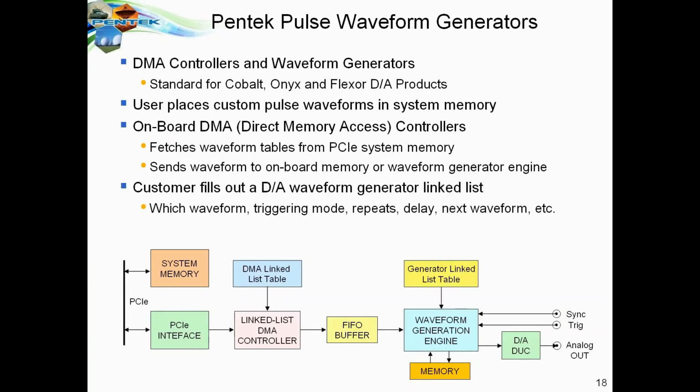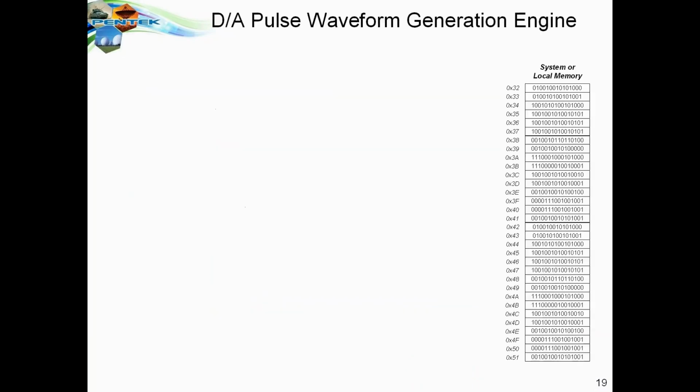Then what the customer does is fill out a waveform generator linked list. This is a list that's accessible from system memory, where the customer can specify which waveform he wants, the triggering modes, the number of repeat cycles, delay information, and so forth. This gives you a very automated, precisely timed, complex radar pulse generation system that's extremely powerful.